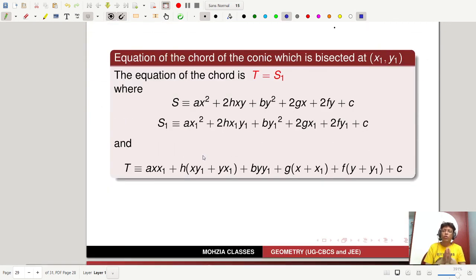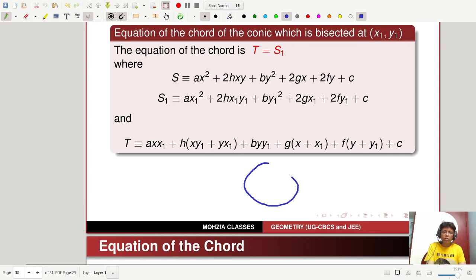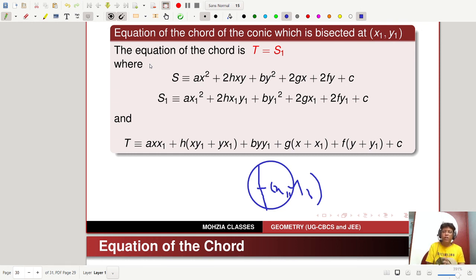Now, the equation of the chord, this is the last thing to discuss. The equation of the chord of the conic which is bisected at (x1, y1) is given by T equal to S1. If the midpoint (x1, y1) is known to you, then the equation of the chord is given by T equal to S1, where S1 we have already mentioned, and T is the tangent.